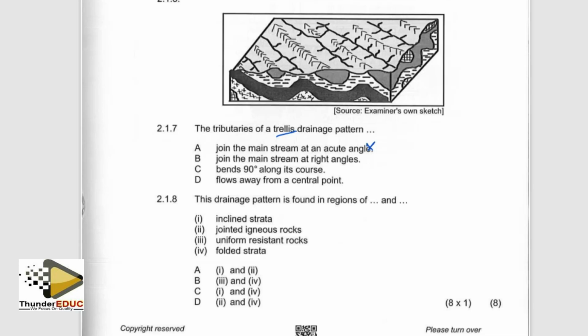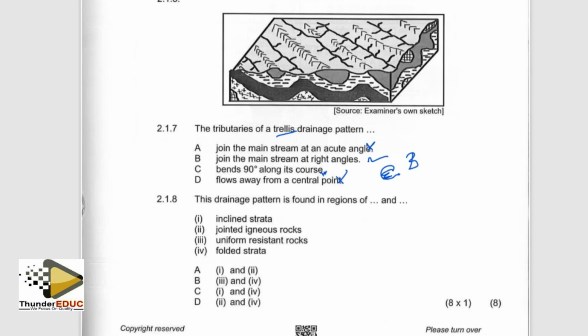So 2.1.7. They say join the mainstream at right angles, which is 90 degrees. Bend 90 degrees along the course, that one we might not accept. Then it flows away from the central place. That is wrong. So the answer is B. You can see it joins the mainstream at 90 degrees. So the answer is B there.